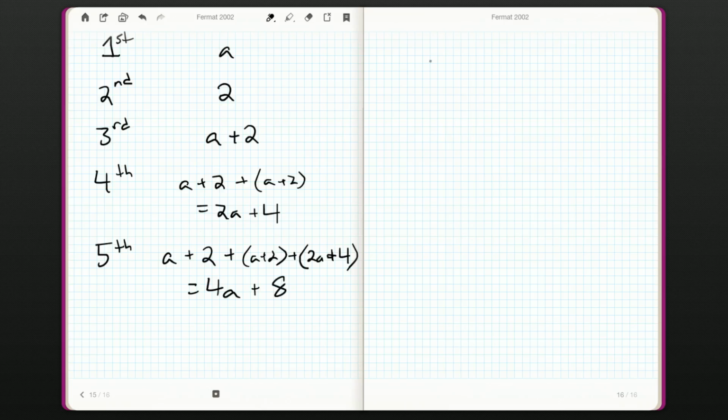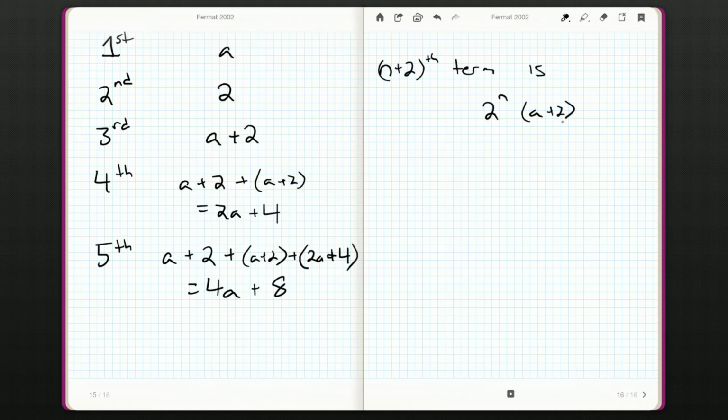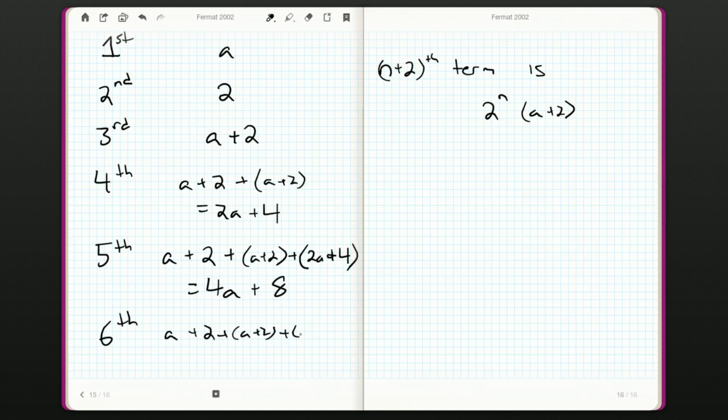So I guess the n plus second, or n plus 2th term, is going to be 2 to the n times A plus 2. If you wanted that, if that was the sort of thing you're looking for, if you want to approach the problem that way. But as you can see, we don't need to. We can just add up everything that came before it. And we're already at the sixth term. So we just need to simplify this.